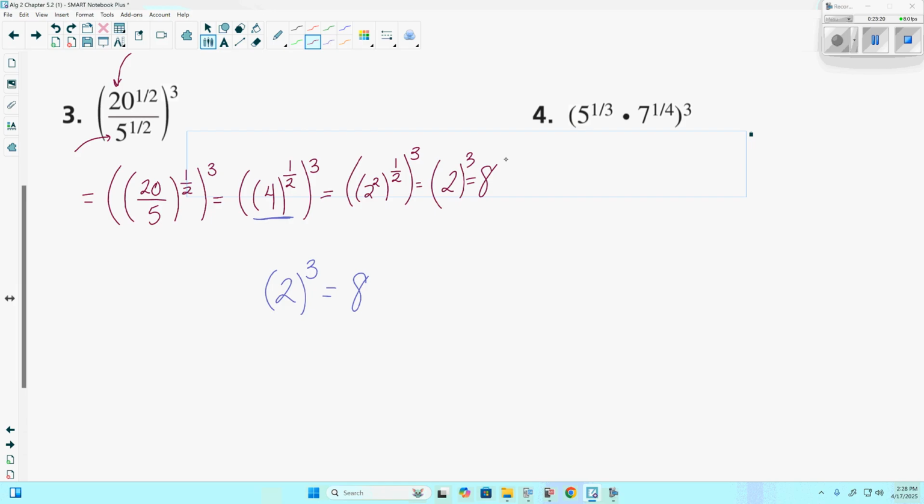So do we see the difference between those two? The bottom one's just saying, well, I know that 4 to the 1/2 will give us 2. That simplifies, and we're done. And that's it.